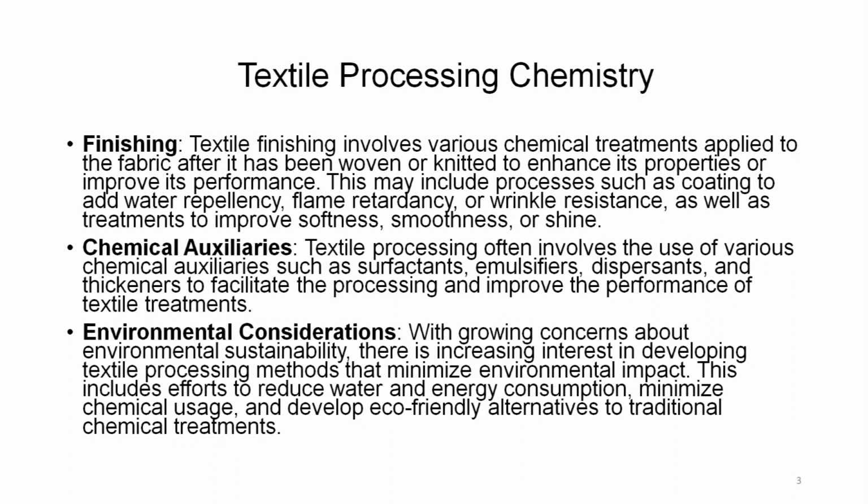Chemical auxiliaries. Textile processing often involves the use of various chemical auxiliaries such as surfactants, emulsifiers, dispersants and thickeners to facilitate the processing and improve the performance of the textile treatments.